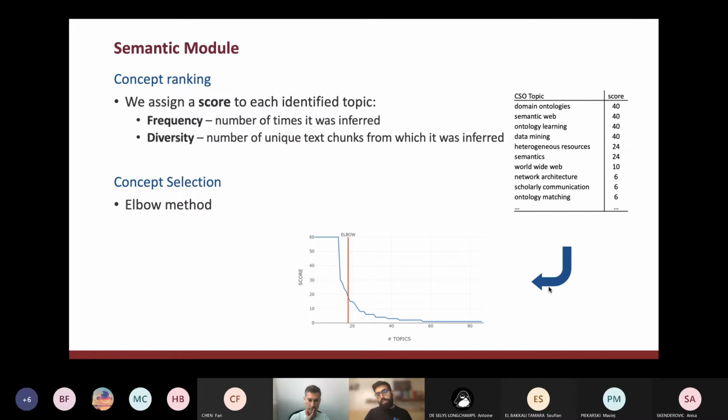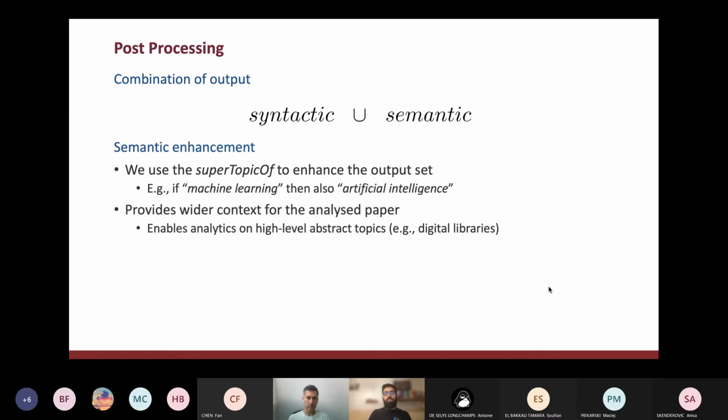Then, since the number of topics returned by the word embedding model is very high, we filter them. I don't want to dive into much detail because time is running and I have other slides to show you. But in the post-processing, we join the forces of the syntactic module and the semantic module, because both have a voice towards understanding what the topics are in this paper or in this patent.